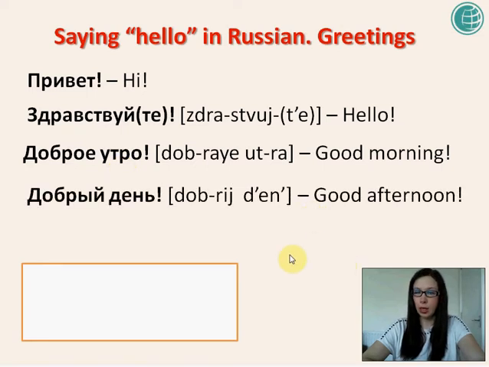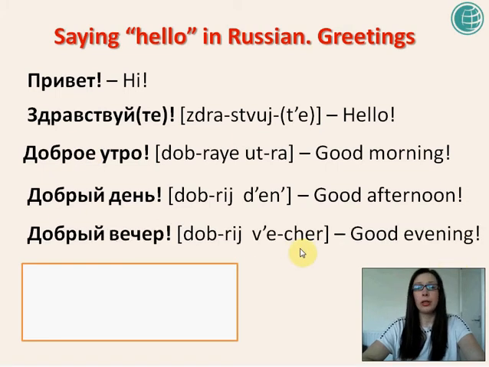Добрый день, which means good afternoon. Добрый день. Look at the difference, доброе and добрый. I will explain you in our next grammar lesson why we have to put different endings of adjectives. Добрый день, which means good afternoon. Добрый вечер, which means good evening. Добрый вечер. Утро is morning, день is afternoon or day, and вечер is evening.